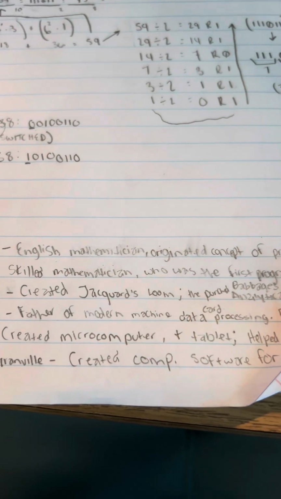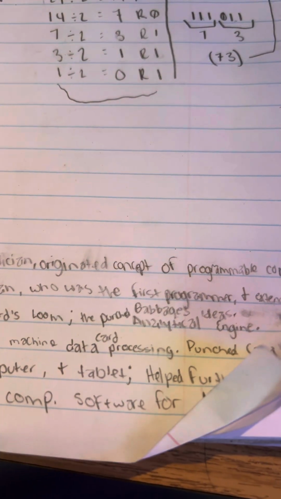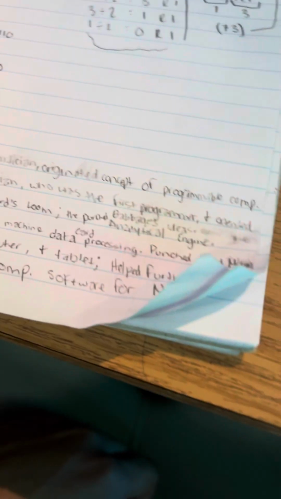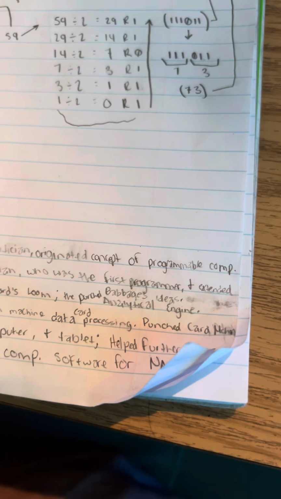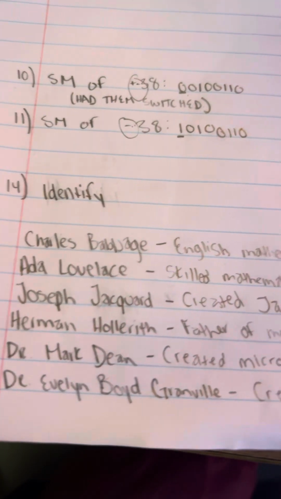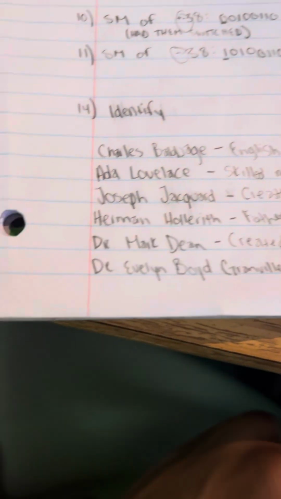Joseph Jacquard, he created the Jacquard's loom, and he also created the punch analytical engine. Herman Hollerith, he was the father of modern machine data card processing. He also created the punch card machine.